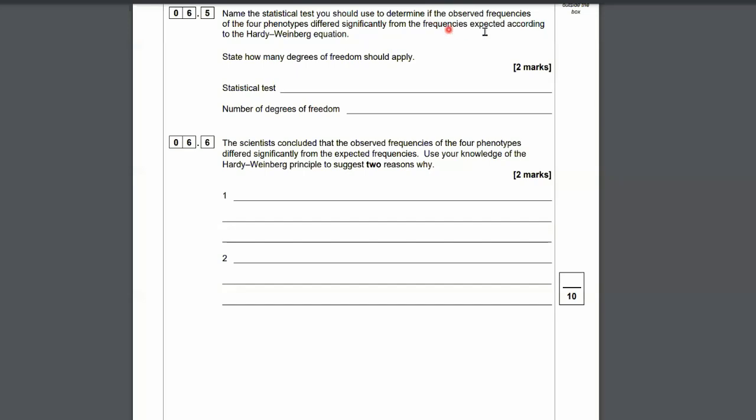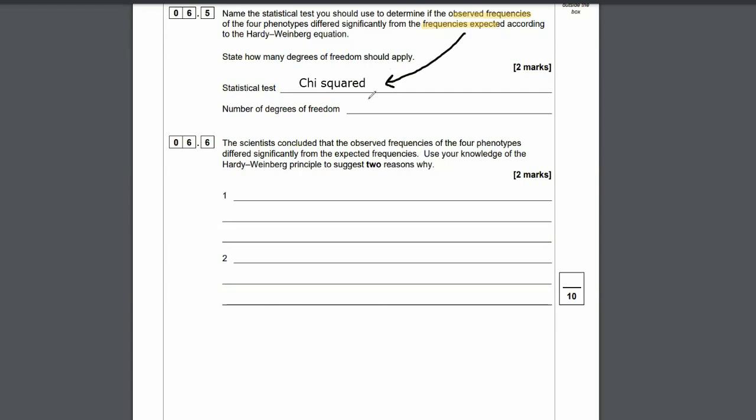Name the statistical test you should use to determine if the observed frequencies of the 4 phenotypes differed significantly from the expected frequencies. Well, when you're looking at observed and expected frequencies, we use the chi-squared. And the number of degrees of freedom for the chi-squared, well, what would that be? We had 4 phenotypes, and degrees of freedom is the number of classes you're studying. So there were 4 phenotypes minus 1, n minus 1.